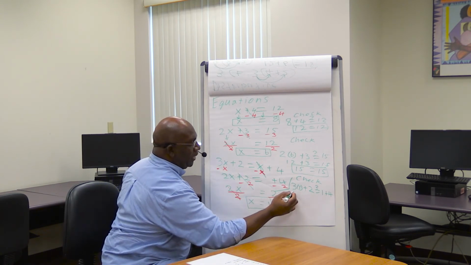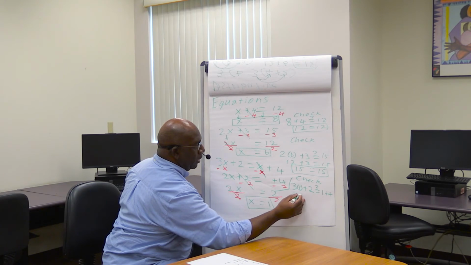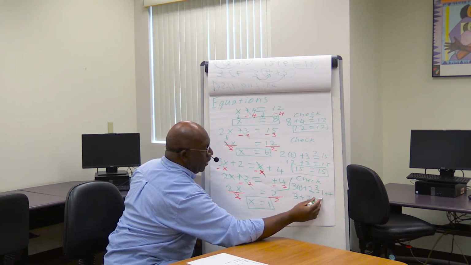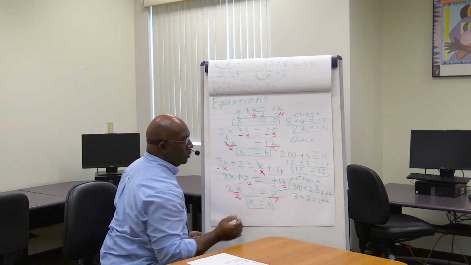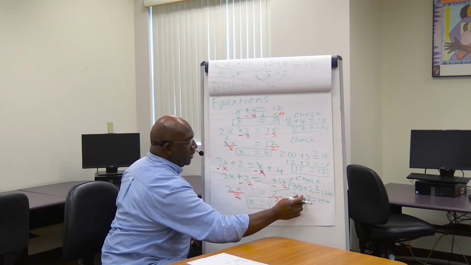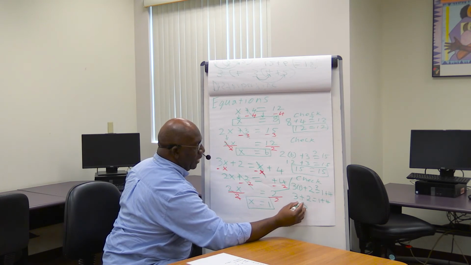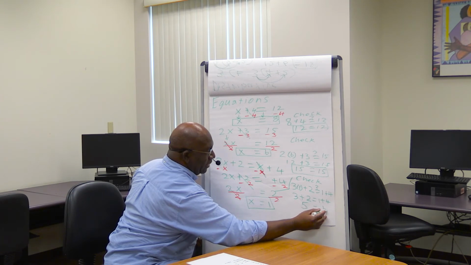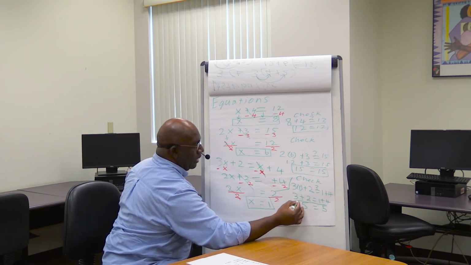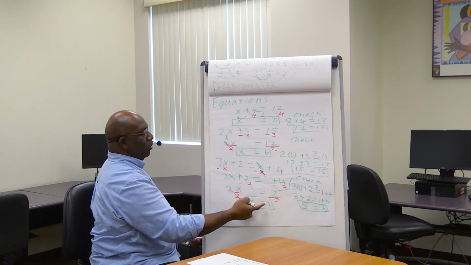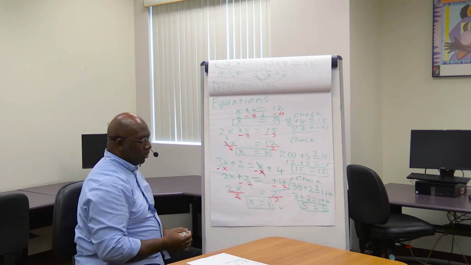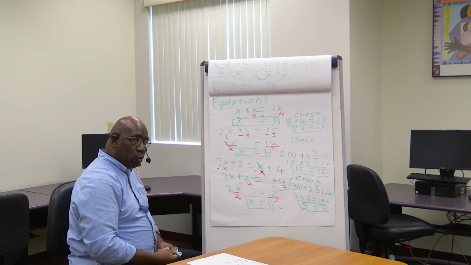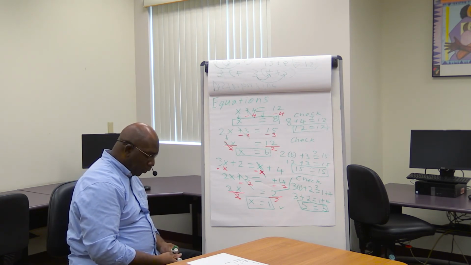3 times 1 is 3, plus 2. Is that equal to 1 plus 4? 3 plus 2 is 5. 5 is equal to 1 plus 4 is 5. And there you have it. It checks out that we did do this equation correctly. So that is my quick introduction to equations for you.